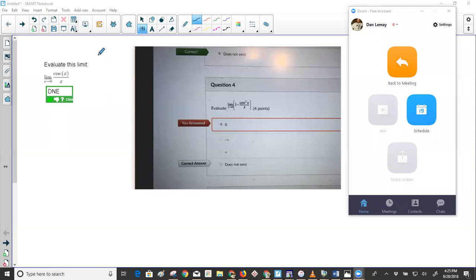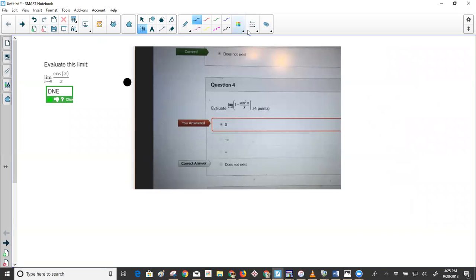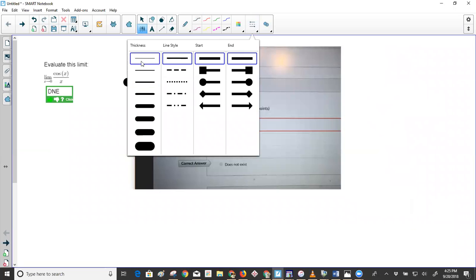So sometimes it's better just to walk through some of these as a video. Okay, so that's what I'm going to try to do here. Let me see if I can get this. Let's see. Thickness, that's what I want.